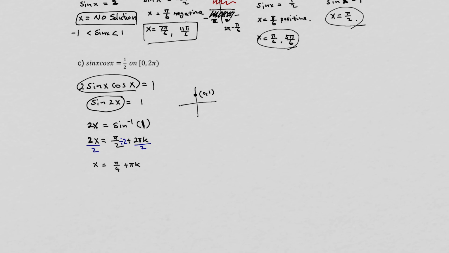And when you calculate that for exact, it will be pi over 4. And add one more rotation pi. That gives you 5 pi over 4. And that will be the solutions within one circle.